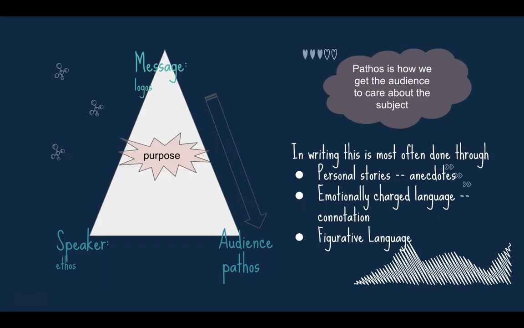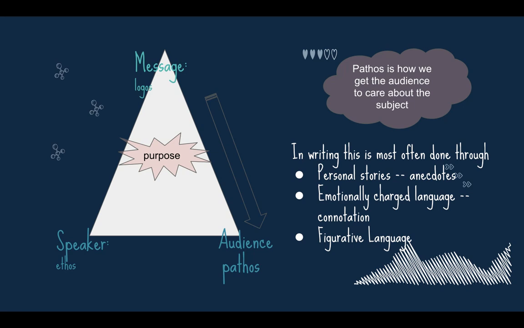So, like I said, when we're thinking about pathos and where it fits on the rhetorical triangle, because we always go back to that, it's situated in there with the audience. It's how we connect the audience to the message, how we make them care about it. In images and advertisements, it's done through lots of the imaging. In writing, it's most often done through personal stories, emotionally charged language, and figurative language. We're going to break down each one of those individually.